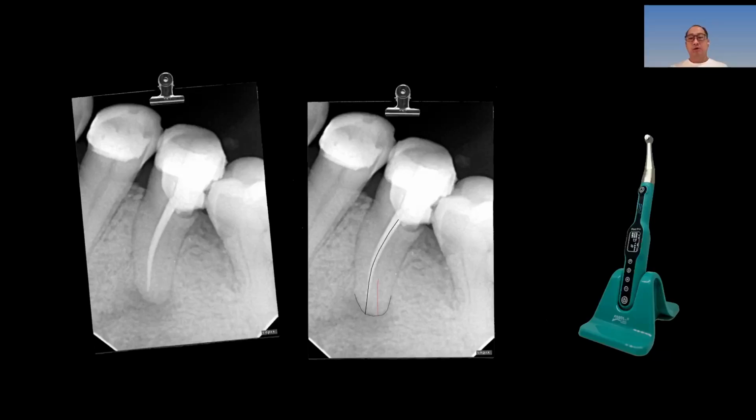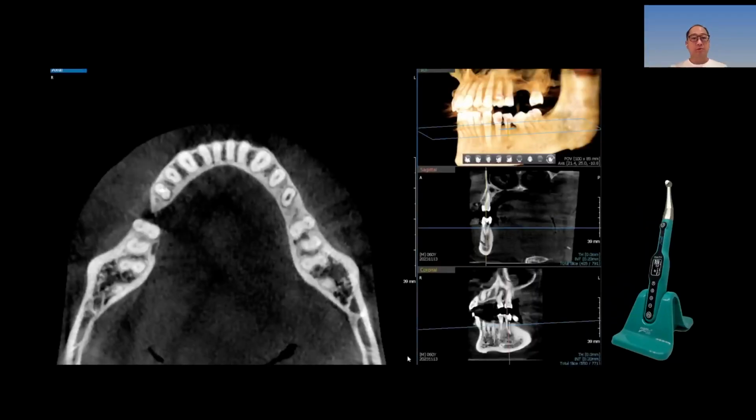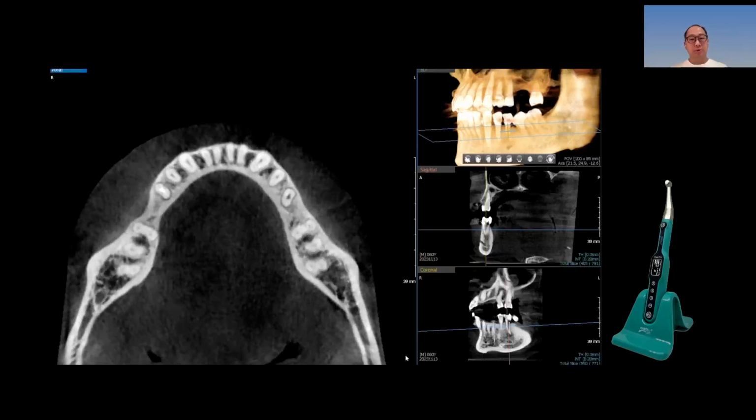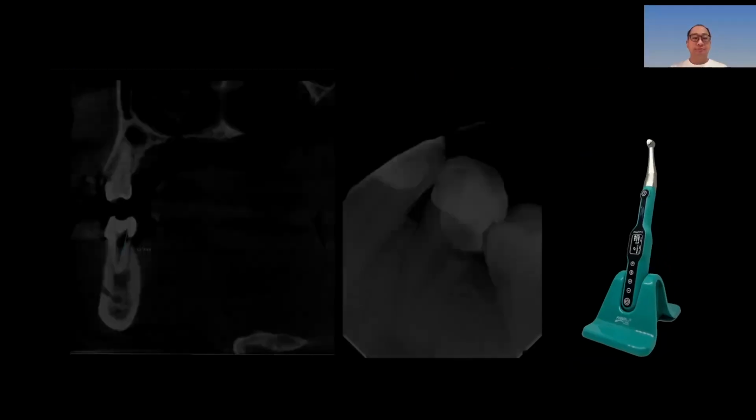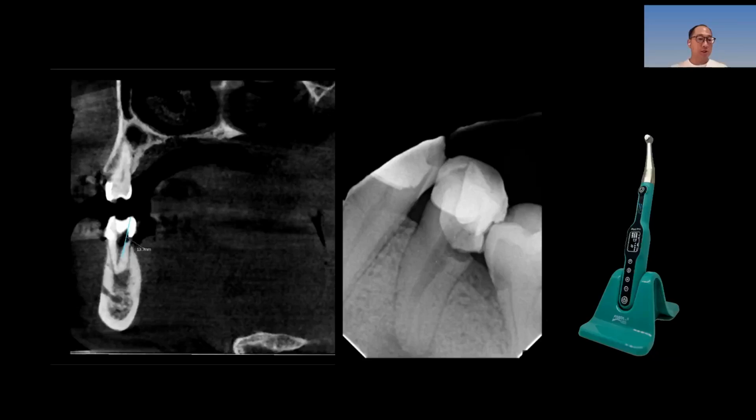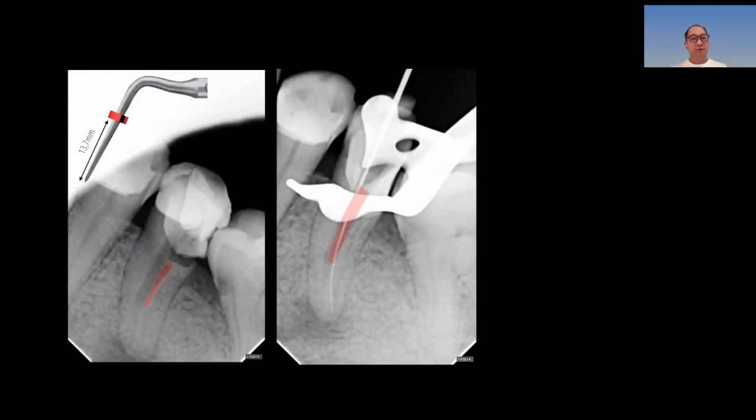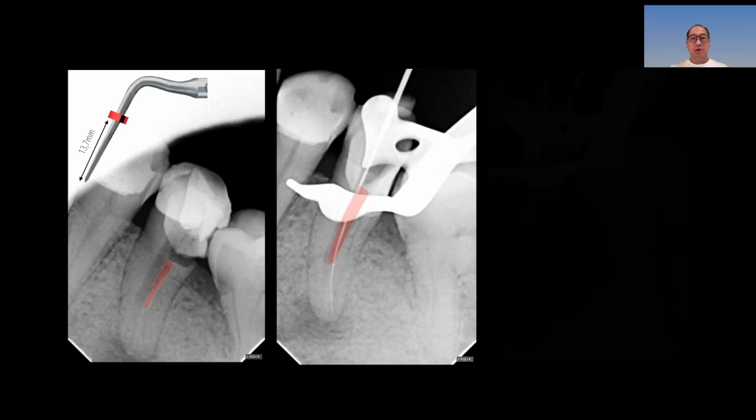So this is one of the advantages of using rotary instead of manual. You can see in this case there is a missing canal in this lower premolar, and the missing canal is caused by a tip split. From the CBCT, I need to measure the split level. As you can see here, it's 13 millimeters from the reference point, and then you'll be able to see the split level. I need to enlarge my access cavity in order to identify the opening.